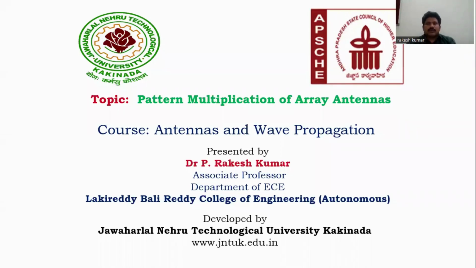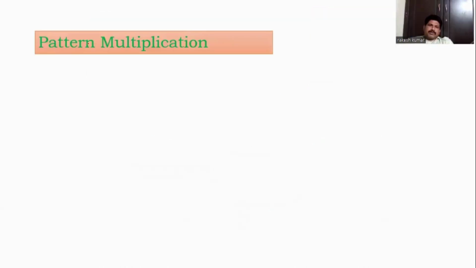In this video, students, we are going to discuss pattern multiplication, how to directly obtain the radiation pattern without using ordinary techniques. Pattern multiplication. See here what is meant by pattern multiplication. For example, if you take two antennas or three antennas or n number of elements, what is the expression to calculate E_T? It is equal to sine(nψ/2) by sine(ψ/2).